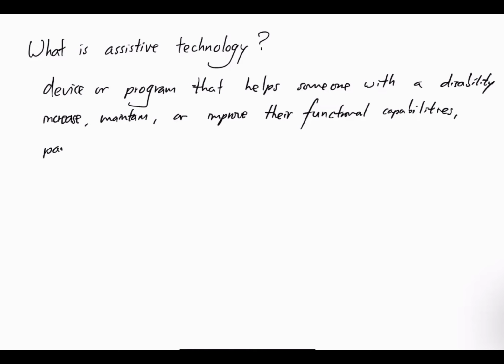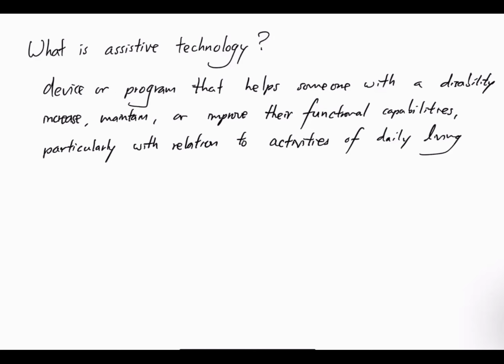Particularly, with relation to activities of daily living. So, a couple keywords to point out here: device or program, someone with a disability, double highlight disability, and functional capability, activities of daily living. We're going to hear a lot more about those in the future.